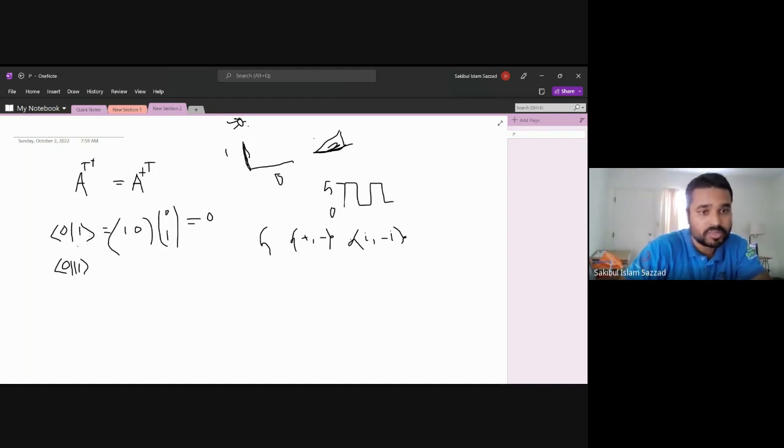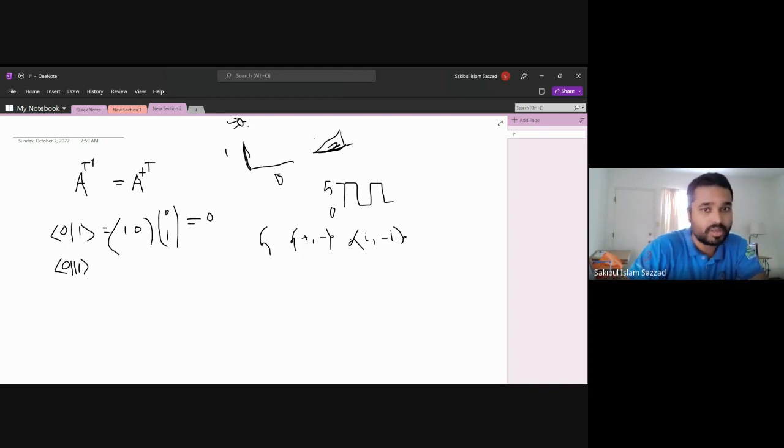But for this moment, when two basis states are orthogonal, they are orthogonal to each other. Plus and minus are orthogonal to each other. Plus i and minus i are also orthogonal to each other. 0 and 1 are also orthogonal to each other. That's why when we take an inner product between two orthogonal states, we find 0.